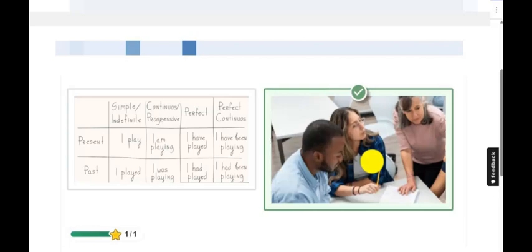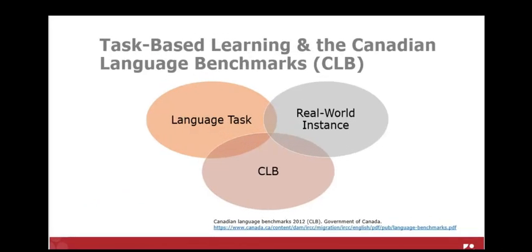Now let's take a closer look at how task-based teaching aligns with the Canadian language benchmarks. According to the Canadian language benchmarks, the notion of the language task, a communicative real-world instance of language used to accomplish a specific purpose in a particular context, is central to the CLB.